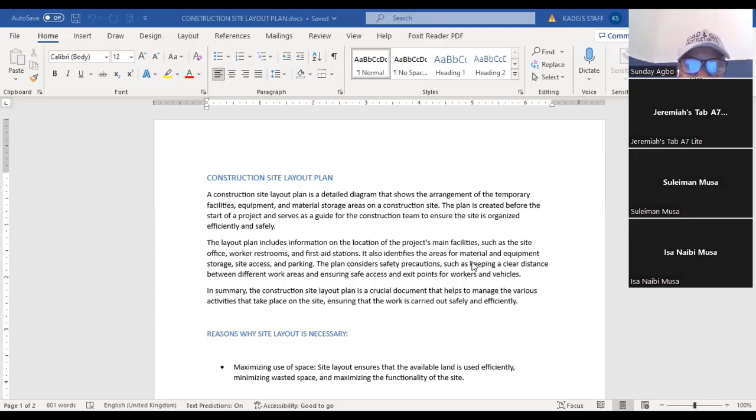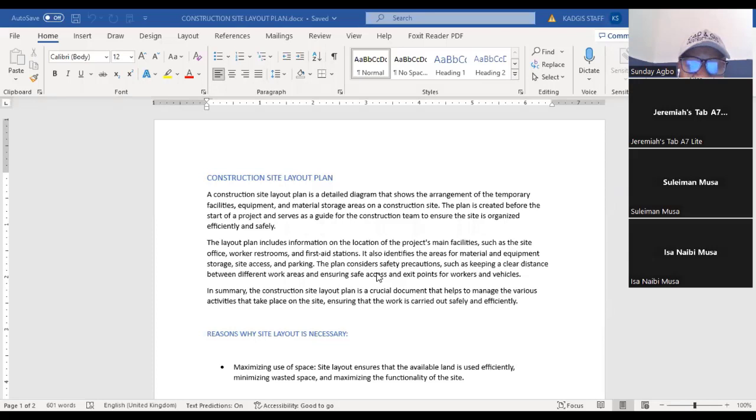Now, such as the site officer, workers, restroom, first aid station, it also identifies the areas of materials and equipment storage, site access, and parking. The plan considers safety precautions such as keeping a clear distance between different work areas and ensuring safe access and exit points for workers and vehicles.